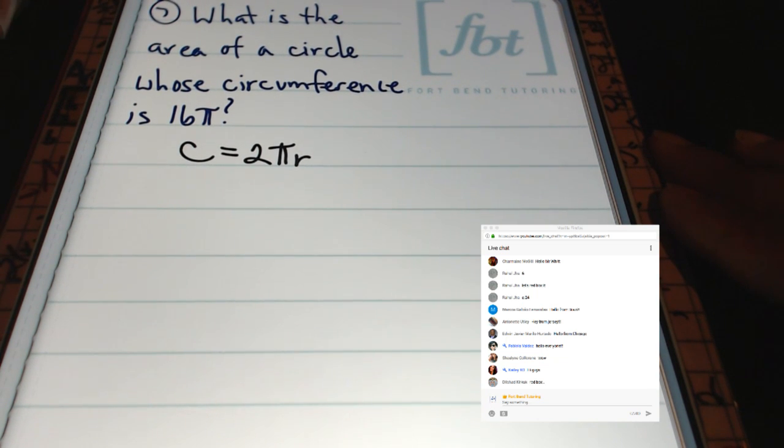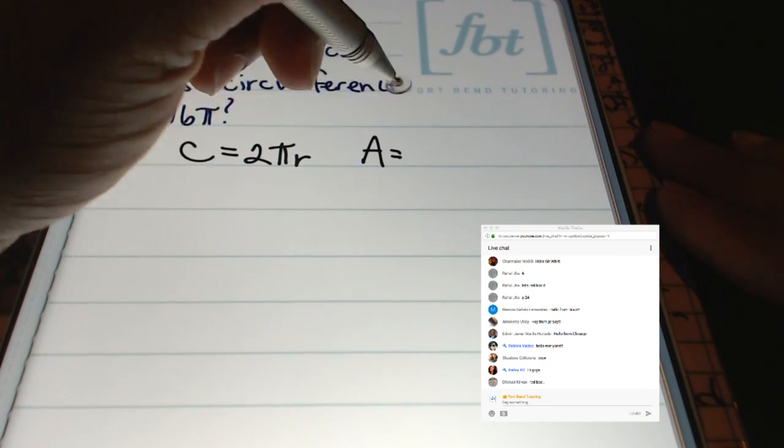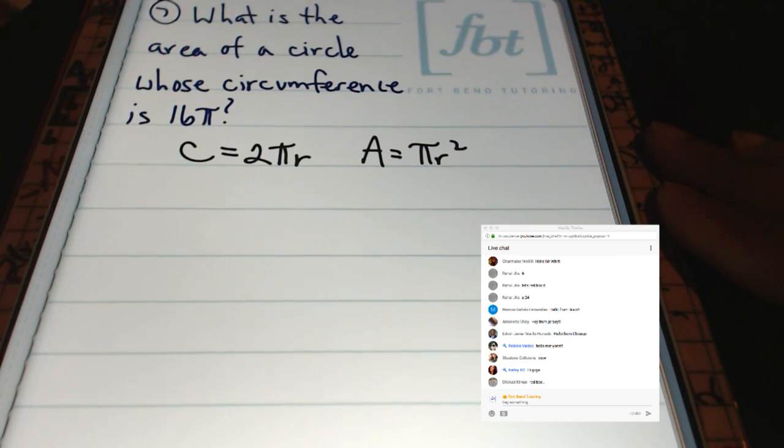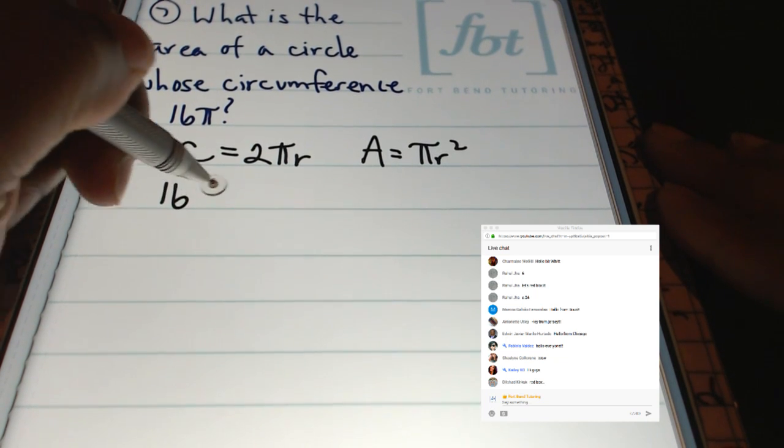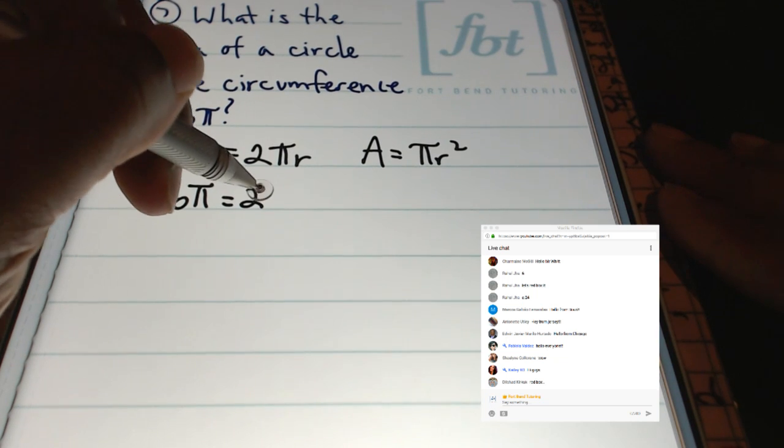Yeah. And we also need to keep in mind that since they're referring to the area of the circle, the area of a circle is going to be pi r squared, right? So with that area being pi r squared and the circumference being 2 pi r, given the circumference of 16 pi, let's go ahead and replace that c with 16 pi here. We'll have 16 pi equals 2 pi r.